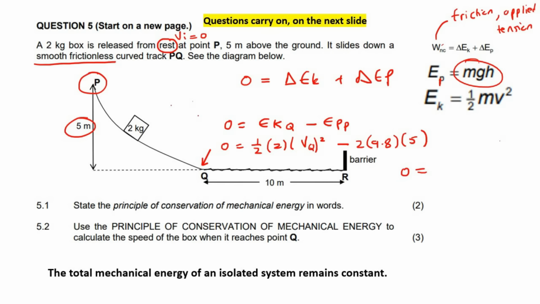So what we'll end up getting now is 0 is equal to VQ squared, because these two multiply to become a 1, minus 98. Take the 98 over and square root, and so your velocity at point Q is 9.90 meters per second. I've done so many questions where the final velocity at the bottom is 9.90. You don't have to give any directions because they just asked for the speed. So just remember that, 9.90.